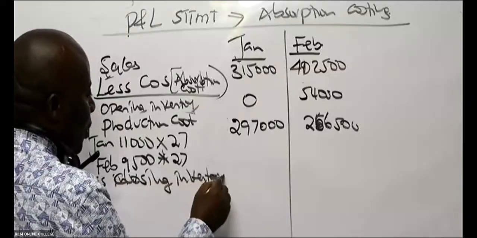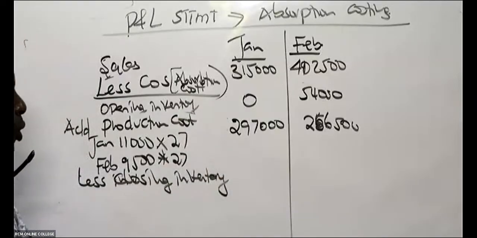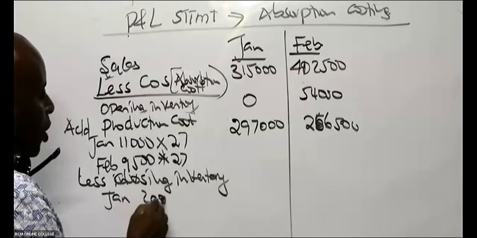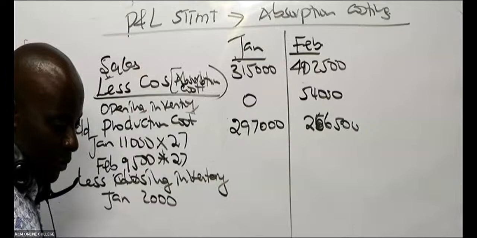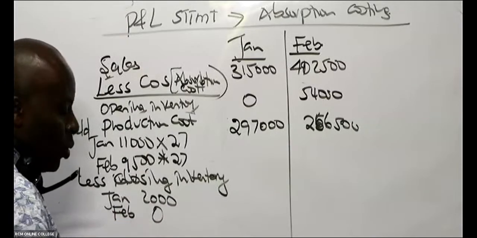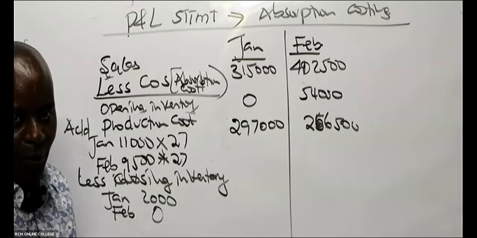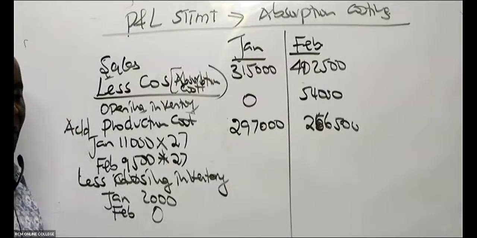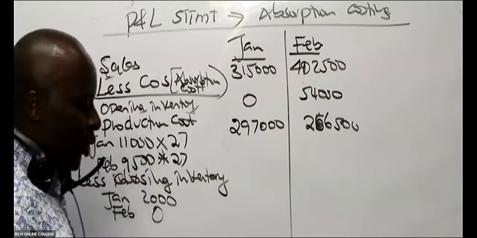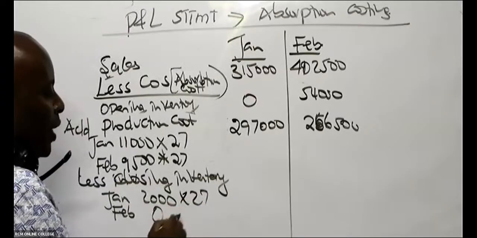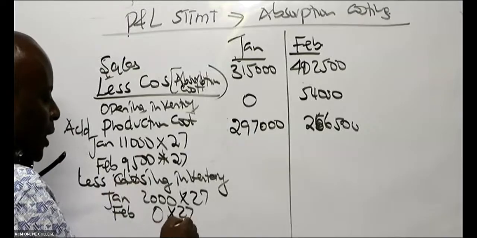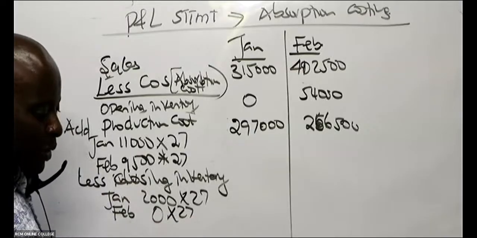Closing inventory in the month of January, if you remember very well, was 2,000. February closing inventory was 0. Remember, inventories are finished goods. So each one of them in this case is 27. We're using absorption costing, isn't it? And this one here will be 27. So are you able to give me these answers?